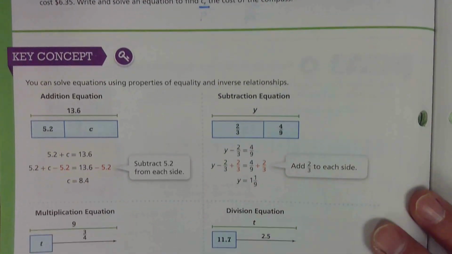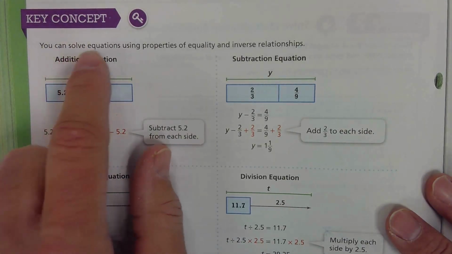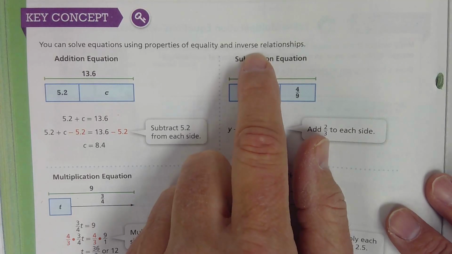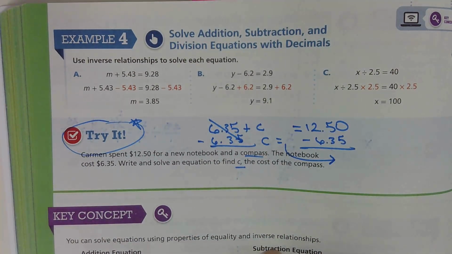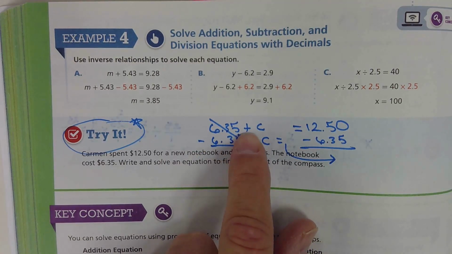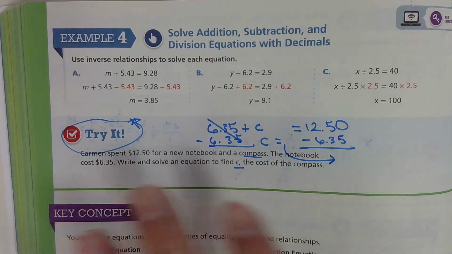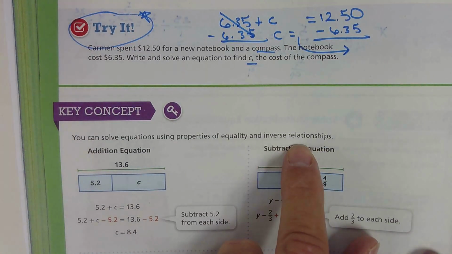All right, key concept is below. You can solve equations by using properties of equality and inverse relationships. Inverse relationships, that's just a fancy word for doing the opposite. When I ask you, what's the opposite of subtraction? It's addition. What's the opposite of division? Multiplication. What's the opposite of multiplication? Division. And that's how you get the variable by itself. That's just the inverse relationships they're talking about.